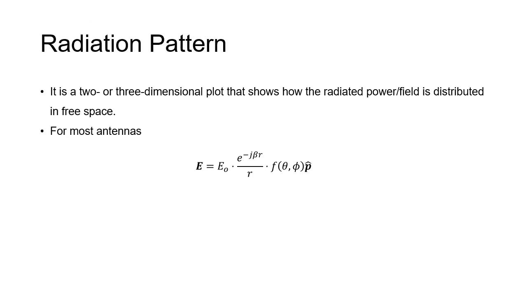It is a 2 or 3 dimensional plot that shows how the radiated field or power appears in free space. If we look at the electric field, we will find that it's some magnitude divided by r, with a phase shift in exponential form, multiplied by what shapes it in free space, some function of theta and phi, and finally a unit vector, which represents the antenna polarization.